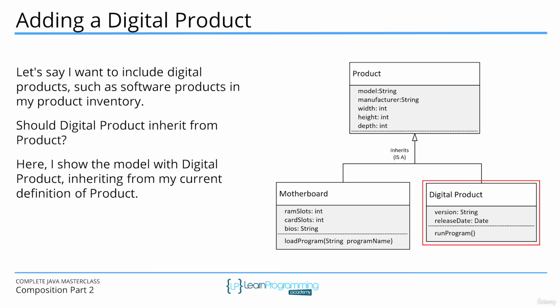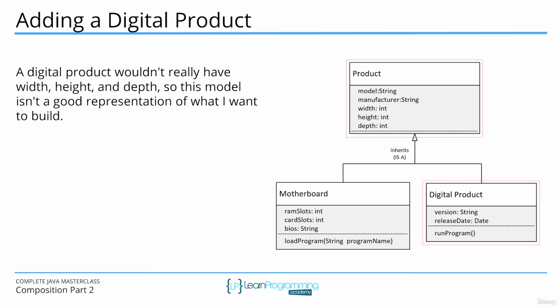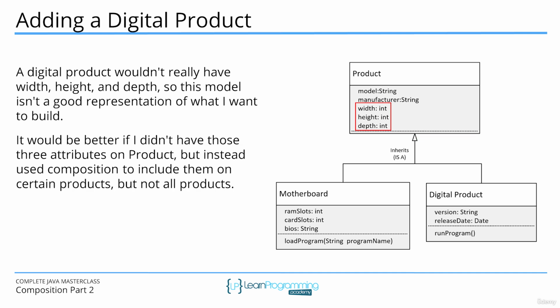Here I show the model with digital product, inheriting from my current definition of product. If I do this, this would mean digital product has product's attributes, but this isn't true now. A digital product wouldn't really have width, height and depth, so this model isn't a good representation of what I want to build. It would be better if I didn't have those 3 attributes on product, but instead use composition to include them on certain products, but not all products.